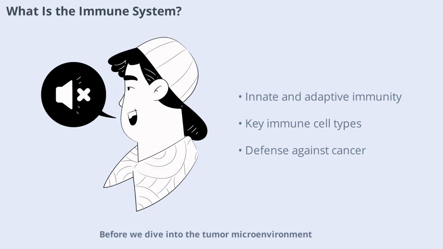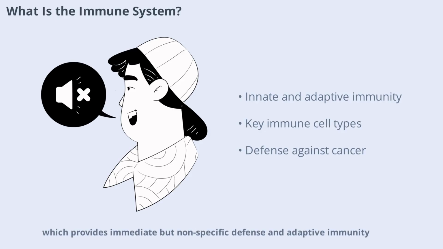Before we dive into the tumor microenvironment, let's quickly review the immune system. The immune system is our body's defense network, made up of various cells and molecules designed to detect and eliminate threats like bacteria, viruses, and even cancer cells. It includes innate immunity, which provides immediate but nonspecific defense, and adaptive immunity, which targets specific invaders with precision.